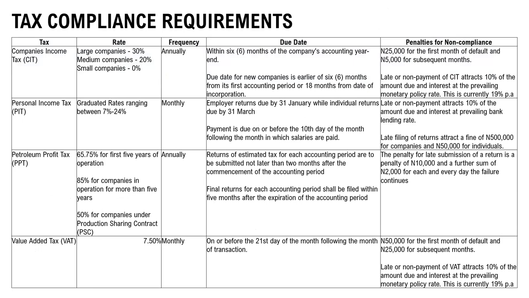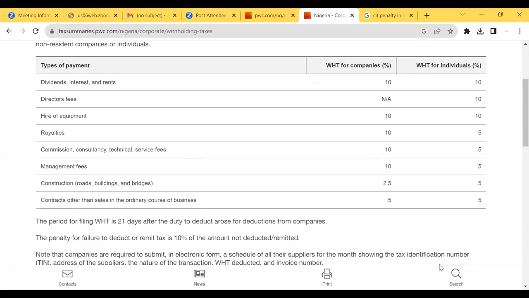Some people reason that if a vendor is charging me VAT, I can deduct withholding tax. But you still need to go to your tax table and check the nature of the transaction you're having with this person. Is it consultancy, management? What type of payment are you making to this person? Does it fall under interest, directors' fees? So use this tax card to determine if you'll be deducting withholding tax or VAT.